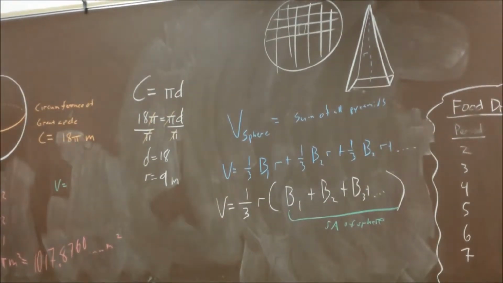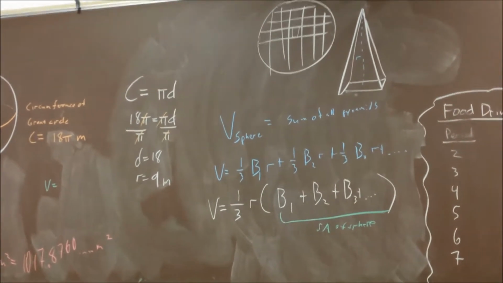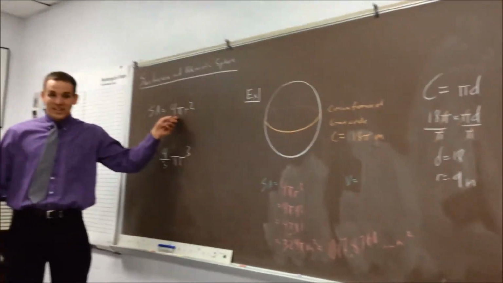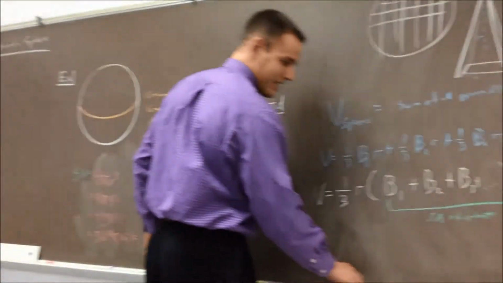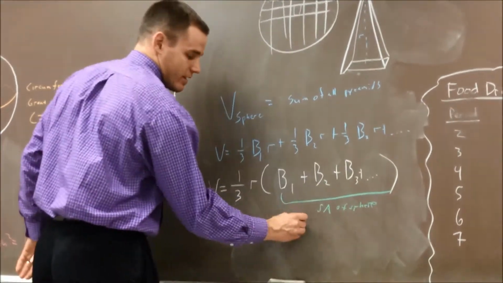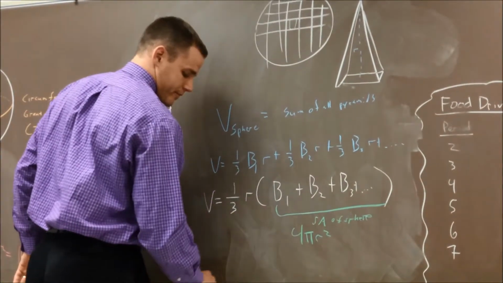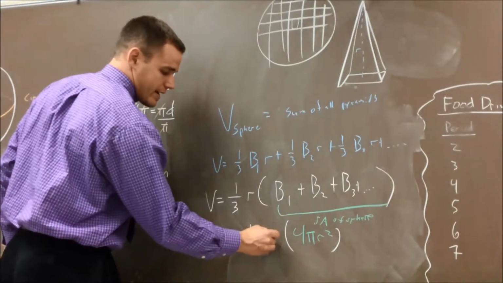If only we had a formula for the surface area of a sphere. Wait, we do, don't we? We do! This is exciting. So we're going to come over here, instead of adding up all the bases, which since it's just the surface area, we're going to put 4 pi r squared. And we're going to take this times the 1/3 and the radius.